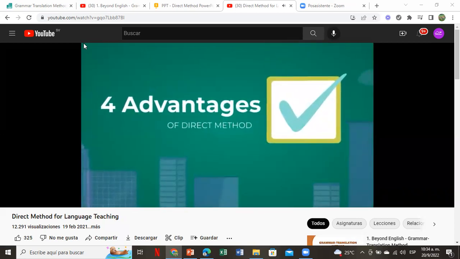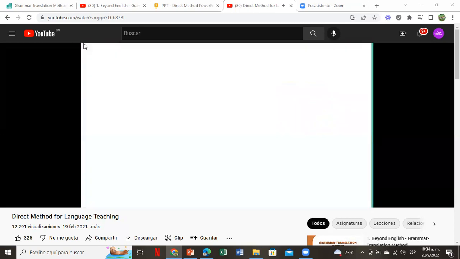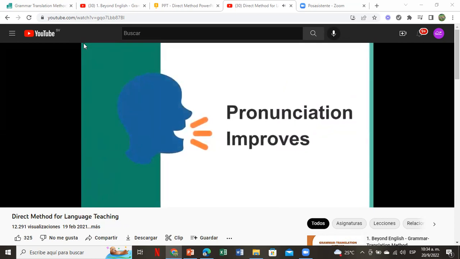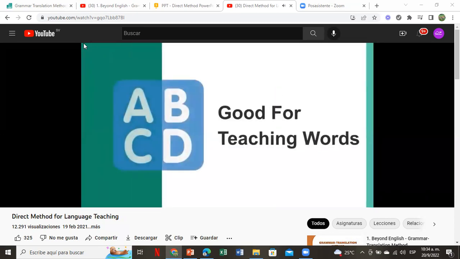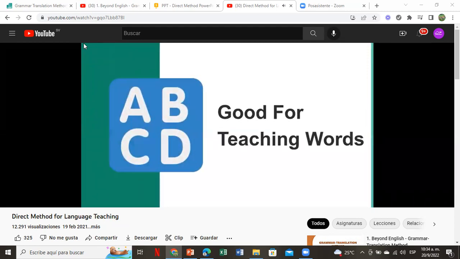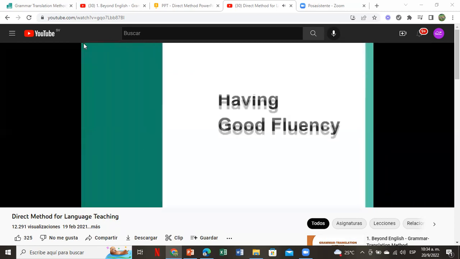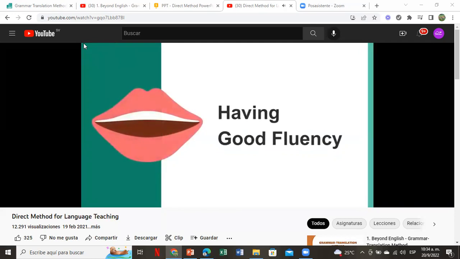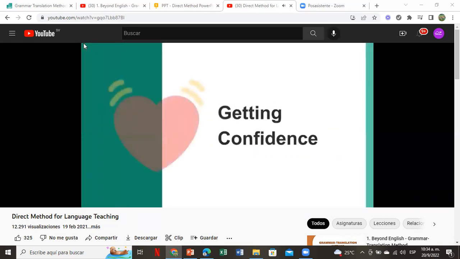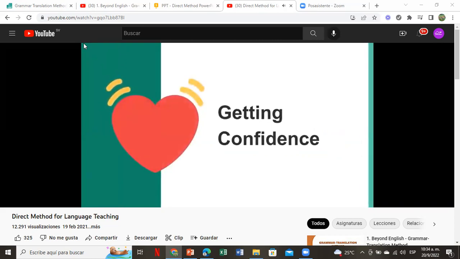Here are 4 advantages of direct method. 1. Pronunciation improves. It can help make your pronunciation clearer and better. 2. Good for teaching words. It is the best way for teaching vocabulary such as words and idioms. 3. Having good fluency. It helps the learners have good fluency because you don't need to think when speaking, just speak out. 4. Getting confidence. Students feel encouraged when speaking English as you don't need to translate anything in your brain.